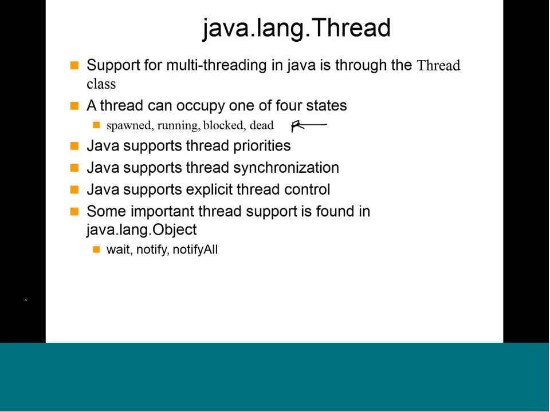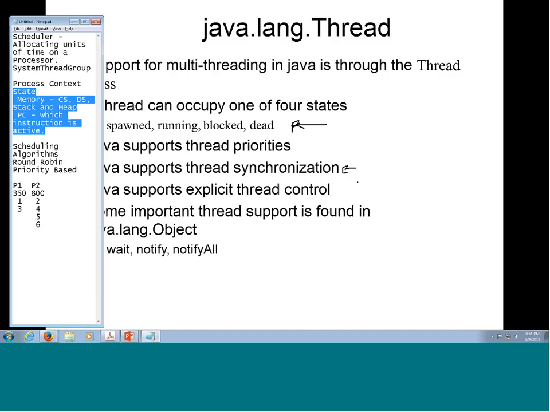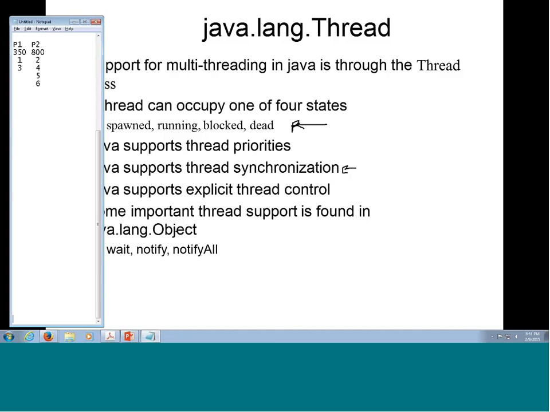Java supports the concept of synchronization. You will be using this in your lab assignment. The idea of synchronization is that a resource can be shared between multiple threads without causing data corruption. So, an example, just to focus on the concept of synchronization.